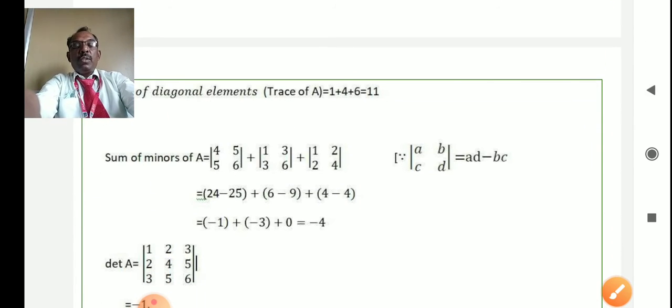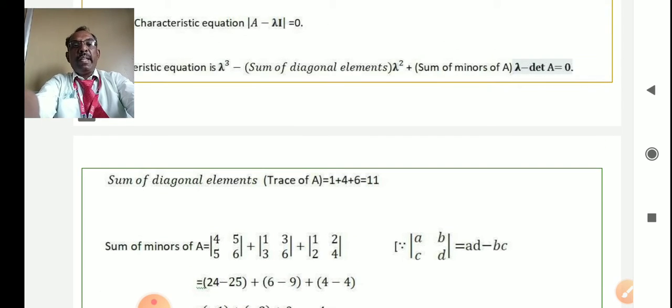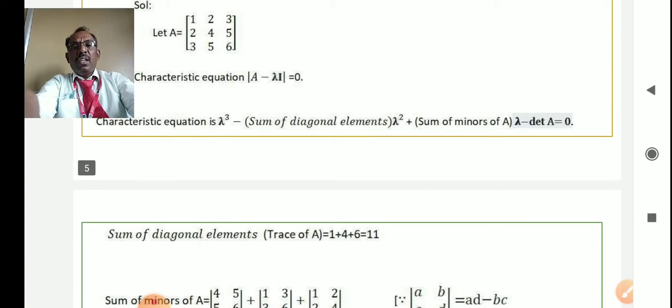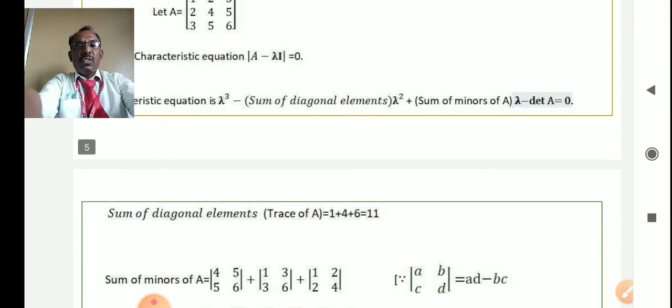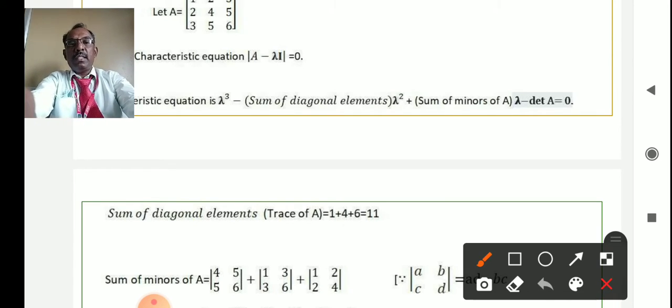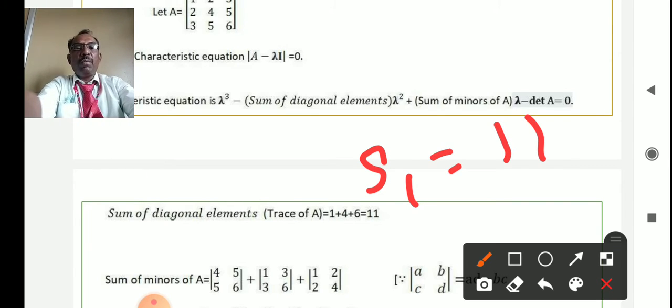First we have to find the sum of the main diagonal. In this problem the main diagonal elements are 1, 4 and 6. Adding 1, 4 and 6 we get 11. This is S1, so the S1 value is 11. The sum of main diagonal elements is nothing but the trace of the matrix.